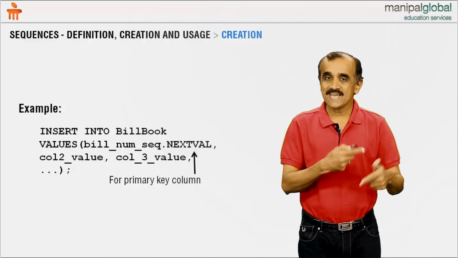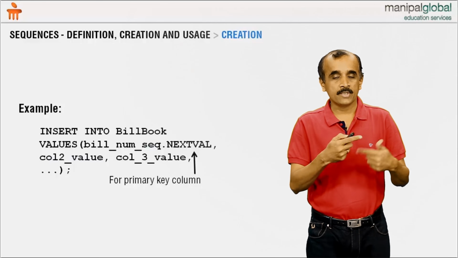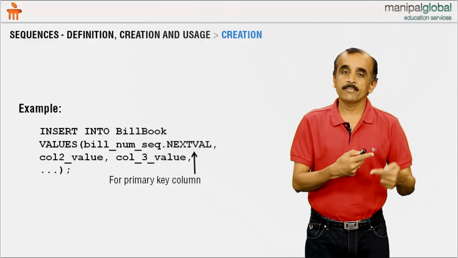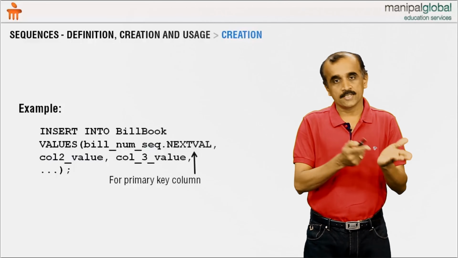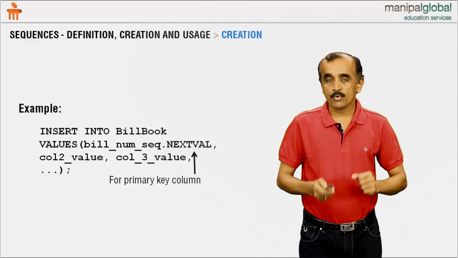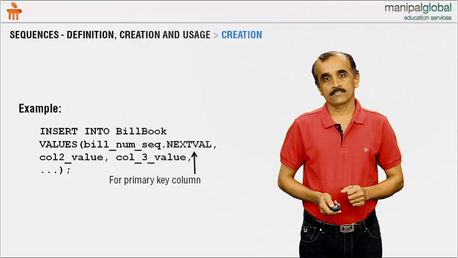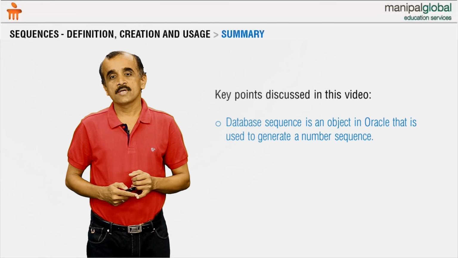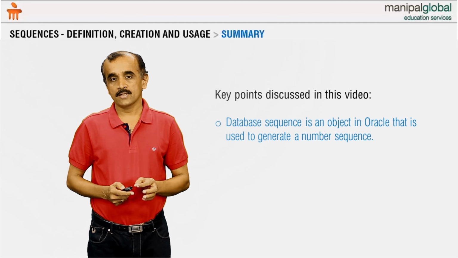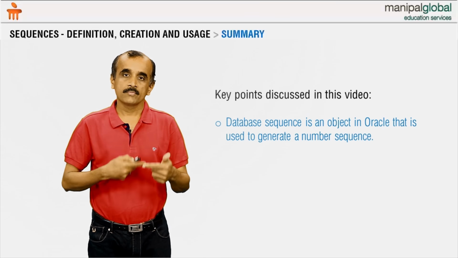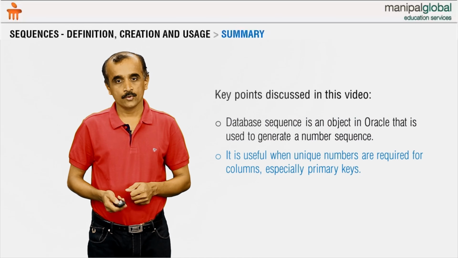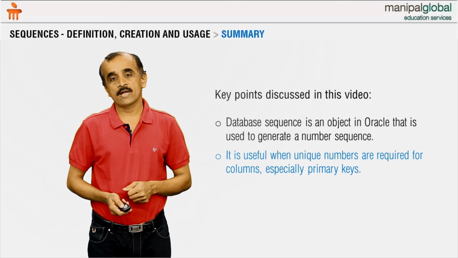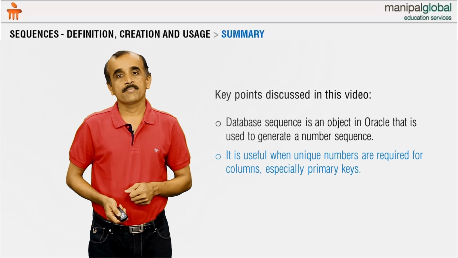If you want to change the increment by value, minimum value or maximum value, that can also be done with the help of ALTER SEQUENCE. So that is about the database sequence. To summarize the points we discussed here: a database sequence is an object in Oracle that is used to generate a number sequence. It is useful when unique numbers are required for columns, especially primary keys.